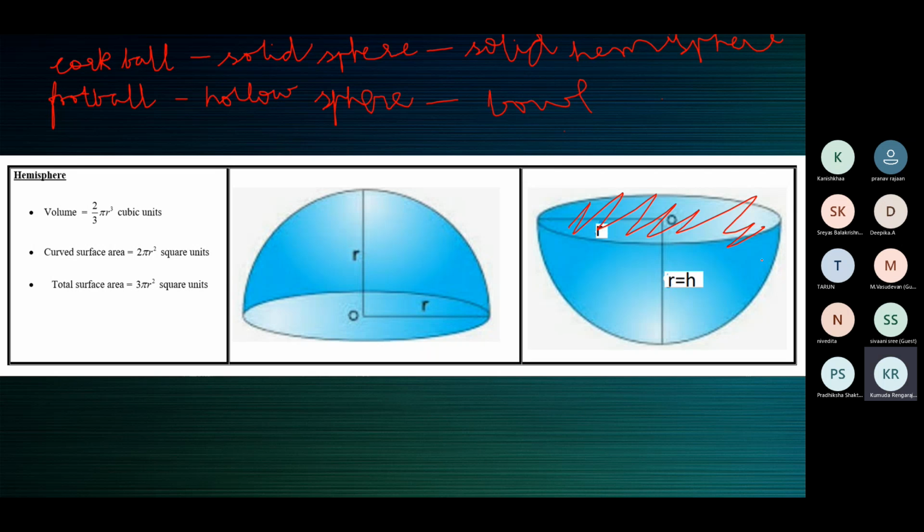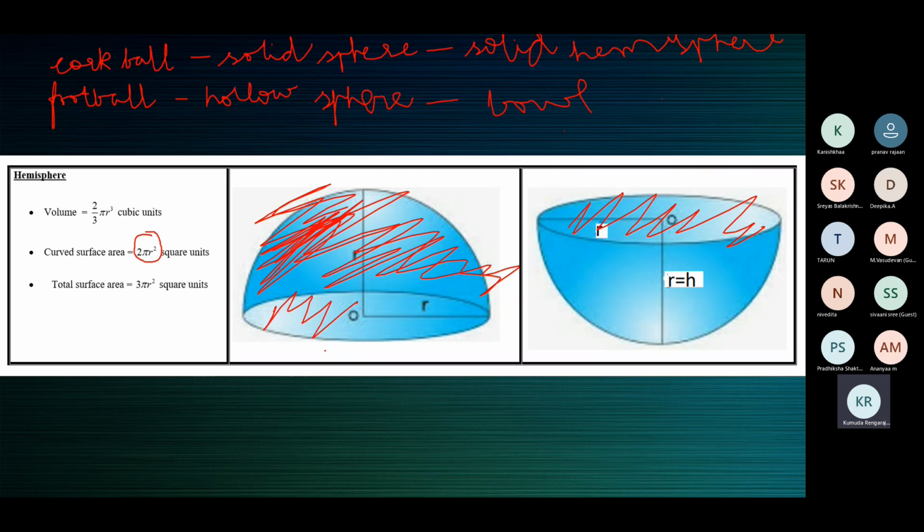So if this is half of a cork ball, you can paint it here. This is the curved surface area. You can paint all over here. This is the curved surface area, whose area is 2 pi r square. And this is the area of the circle on the top. You can paint here also because it's half of a cork ball, right? So you can paint this also. This one is a circle, so area pi r square. So total surface area is 2 pi r square plus pi r square, which is 3 pi r square.